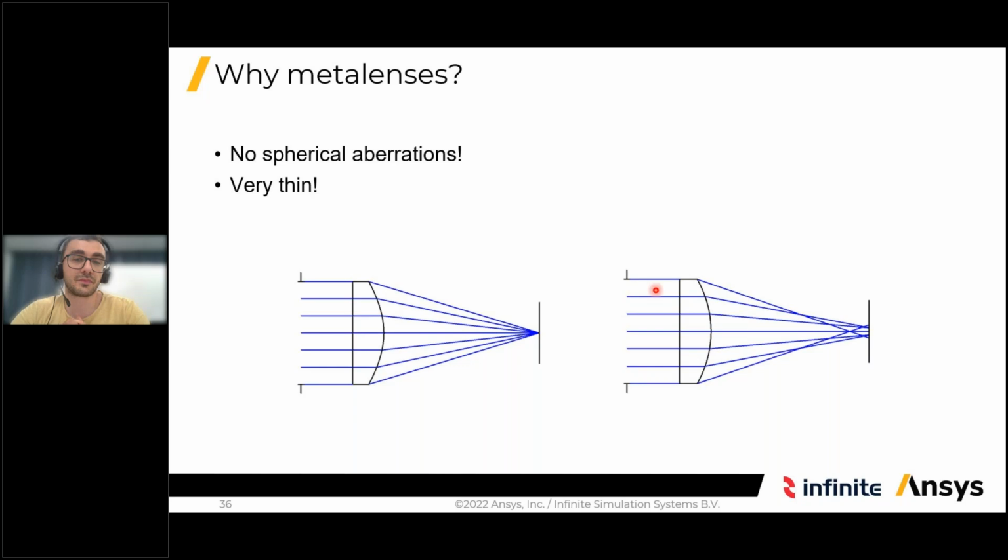Another good thing about meta lenses is that they are very thin, and that means that they can be used in spaces where there's not much room to work in.